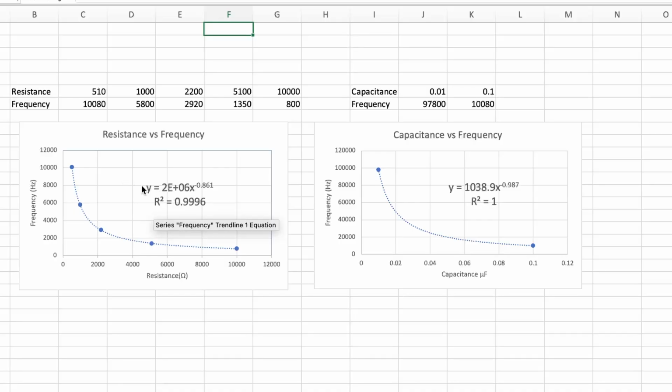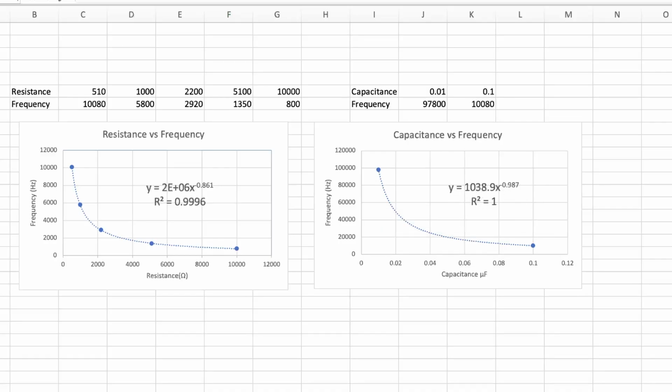So this is the equation for resistance versus frequency. And as for capacitance, I only had 2 bipolar capacitors, so I couldn't get that much data, but I just assumed that it will also be an exponential function like the resistance versus frequency. So this is the capacitance versus frequency equation that I got.